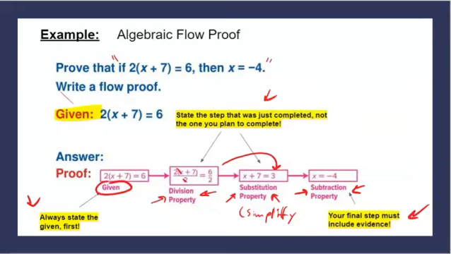So we're going to then say to ourselves, okay, subtract 7 on both sides. 3 minus 7 is -4. 7 minus 7 is 0, leaving our x by itself. And that was because, again, of the subtraction property. So if we're looking, we have 4 pieces of evidence, and we have 4 statements that we wrote out. One was given, and one was the conclusion that we're trying to prove.